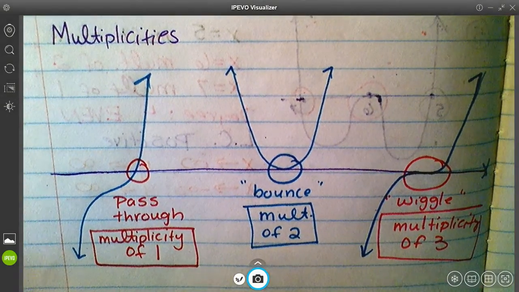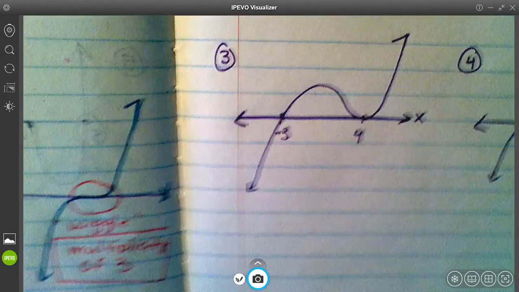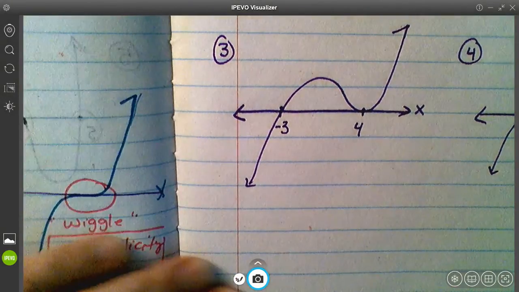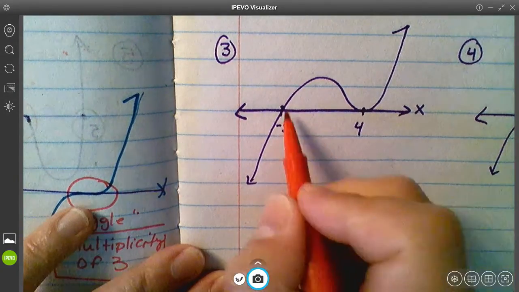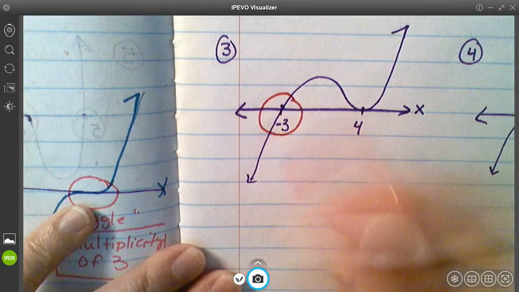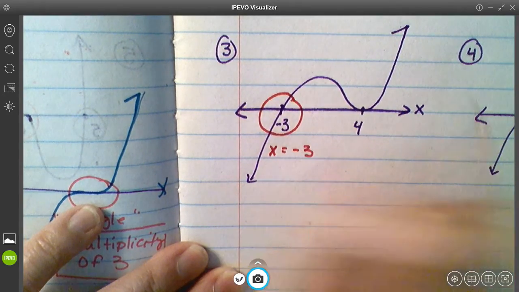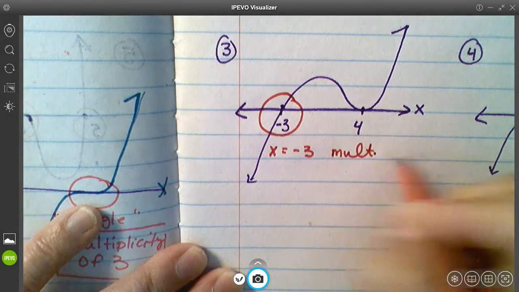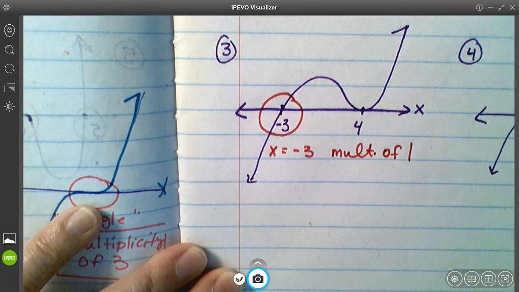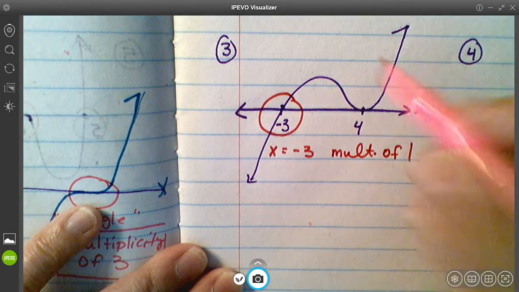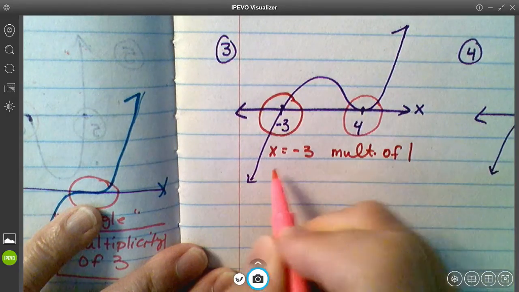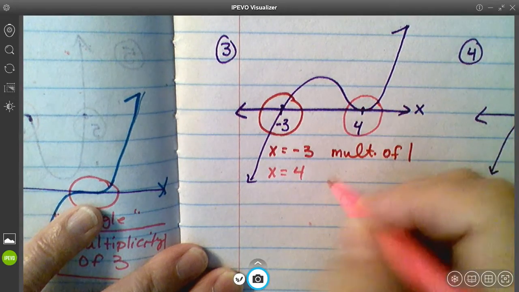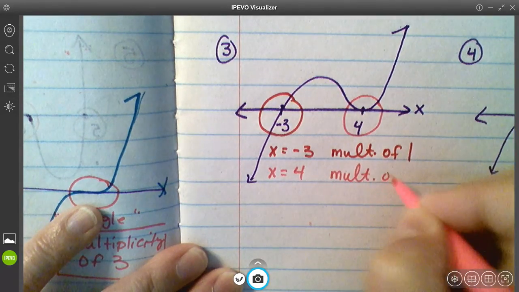All right, so let's look at some examples. We can tell a lot of things from our graphs. First of all, I'm going to look at my x-intercepts. So this is an x-intercept at -3, and it passes right through, which tells me that it has a multiplicity of 1. Then I have this x-intercept here at 4, and it bounces up at the 4, so that is a multiplicity of 2.